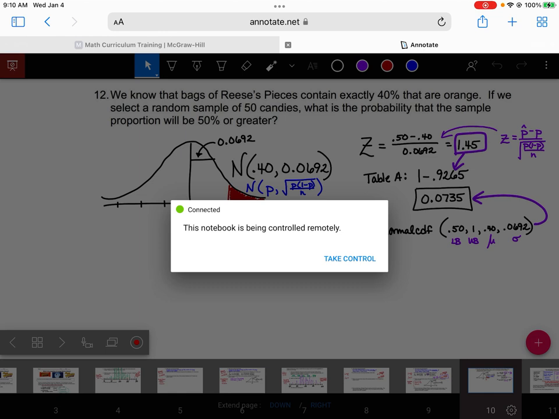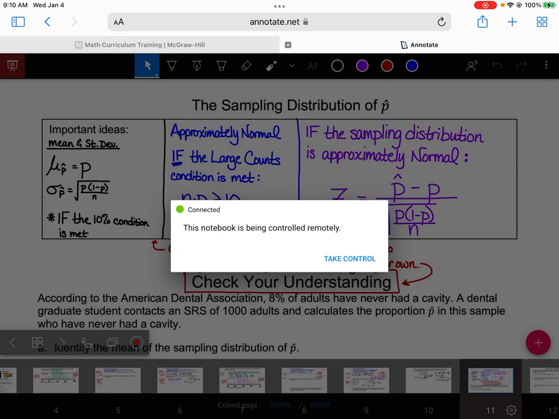Let's write our big ideas down. So top of the next page. Three big ideas: mean and standard deviation. My mean for p hat, my sample proportion mean, is just p, my population mean. The standard deviation for p hat is the square root of p times 1 minus p, all over n.